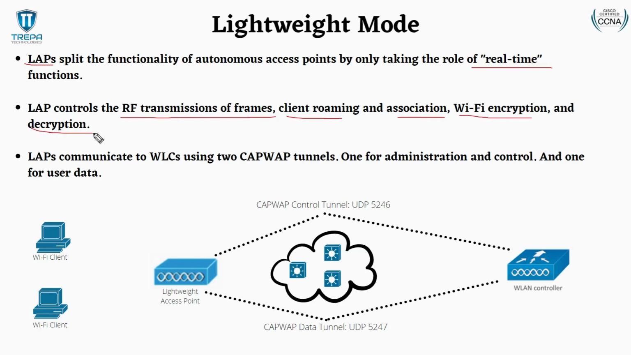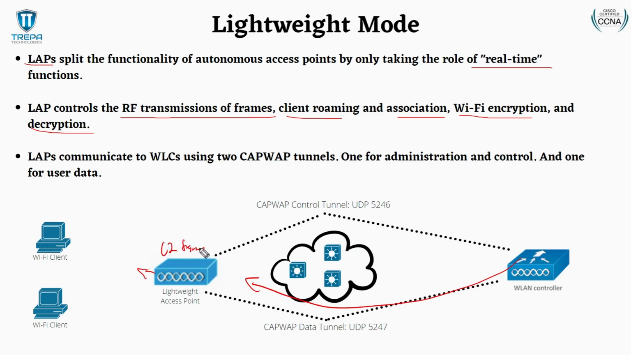So what we mean by that is the actual encryption that's going to be sent on those 802.11 frames, the actual processing of that. The hardware processing is still done at the access point, but the wireless LAN controller tells it how it wants it to allow client roaming, association, and Wi-Fi encryption. So it's still getting its configuration from the wireless LAN controller, but some of the real-time functions are happening at the access point. So like the layer 2 frames, right?